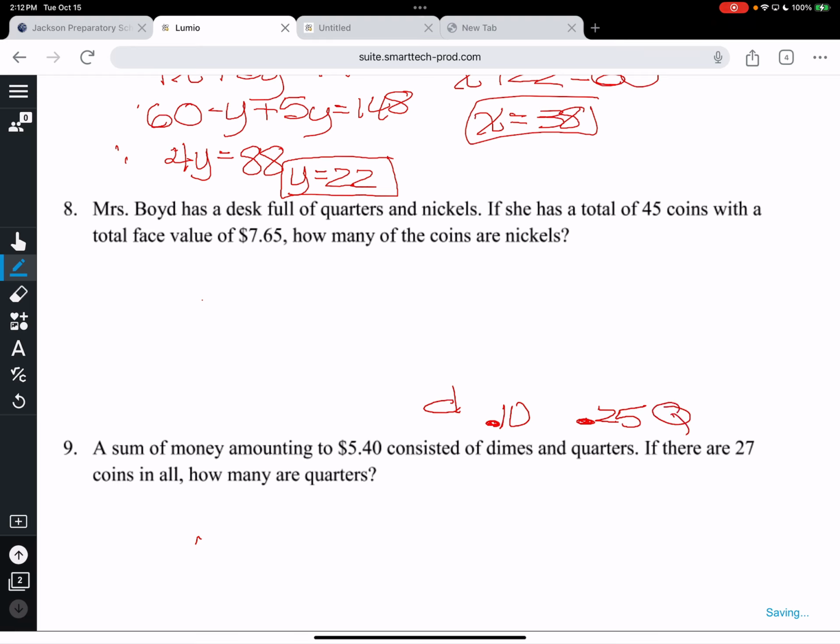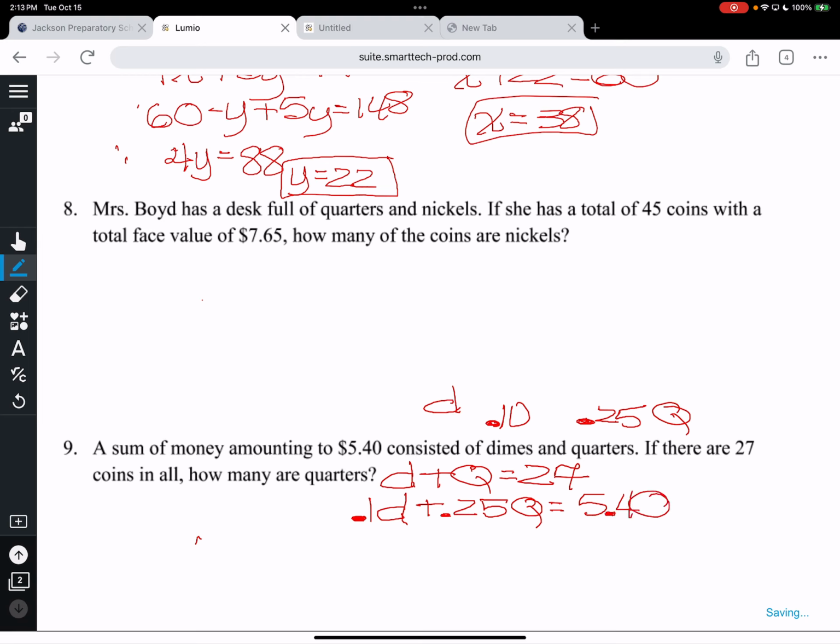If there are 27 coins in all, how many are quarters? So D plus Q equals 27. And then the money equation: they're both going to be decimals. It would be 0.10 D plus 0.25 Q equals 5.40.